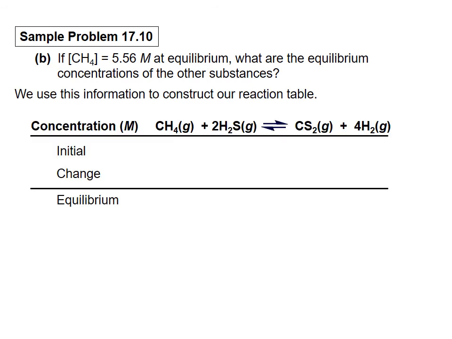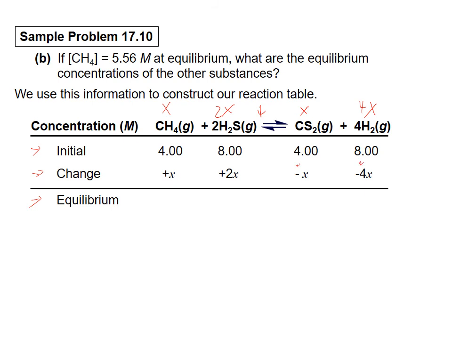First, you write the balanced reaction and three rows: initial concentration, concentration change, and equilibrium concentration, and then put the initial concentrations into the table. Assume one substance's change is X. For example, methane changes by X. Then carbon disulfide will also be X. Hydrogen sulfide will be 2X. Hydrogen gas will be 4X. And note that on the right side, these are negative.